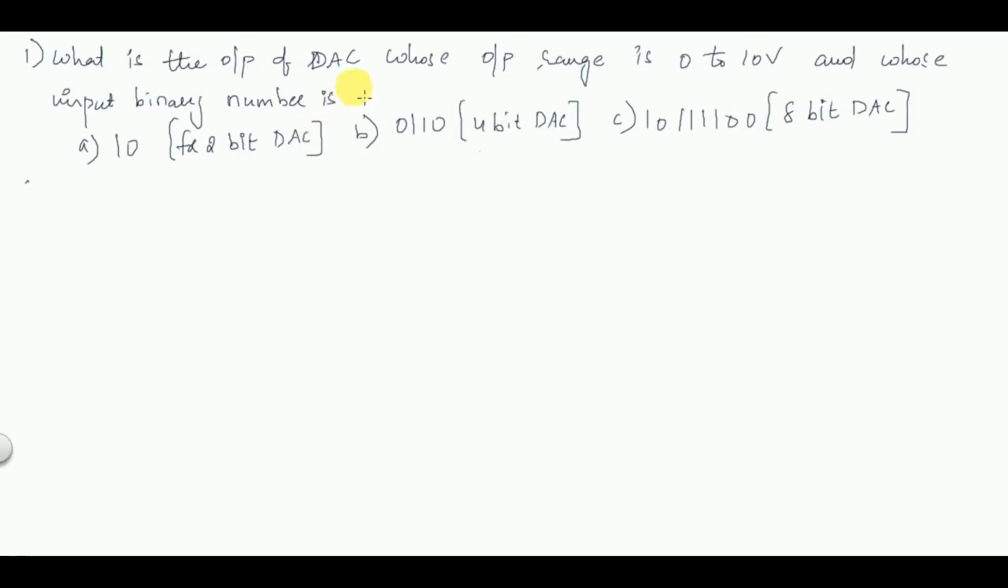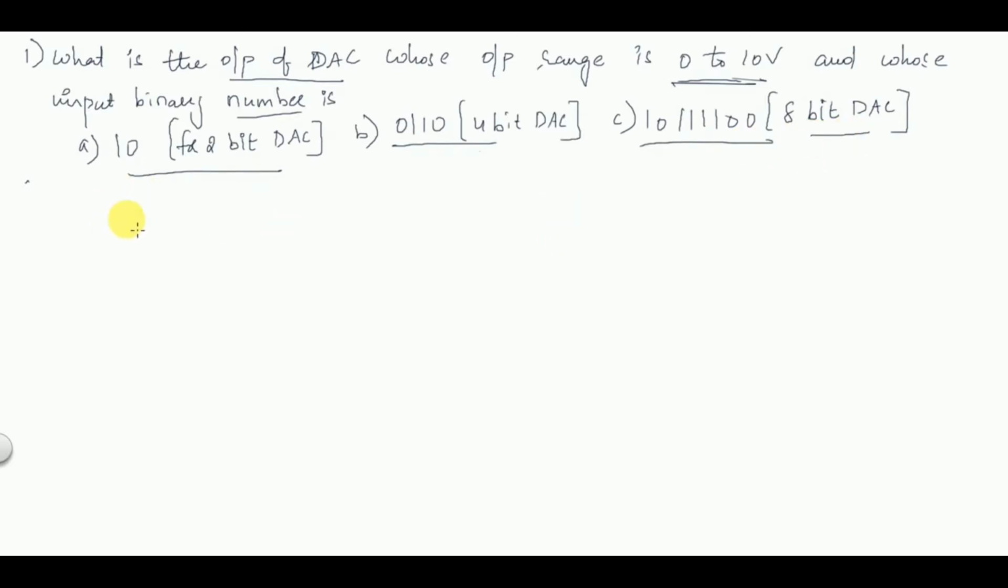So in this problem, the first problem, he has given that the output range is 0 to 10 volts and you are asked to find the output V0 whose input binary number is 10 for 2-bit DAC, 0110 for 4-bit DAC, and this for 8-bit DAC.